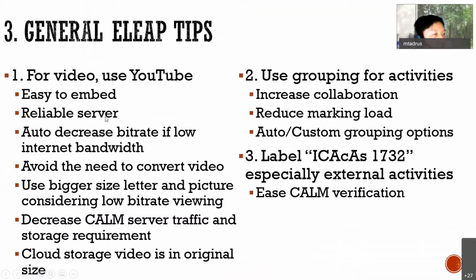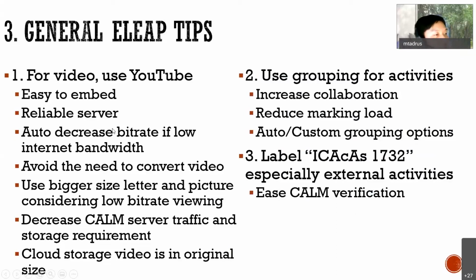It has to be a reliable server. You don't want every student to stream from a UNIMAS server. It will be very demanding for the server. So if you embed from YouTube, when the student watches the video, it's actually from the YouTube server. And it is actually faster. This is the best thing about it: it will automatically decrease the bitrate for low internet bandwidth.